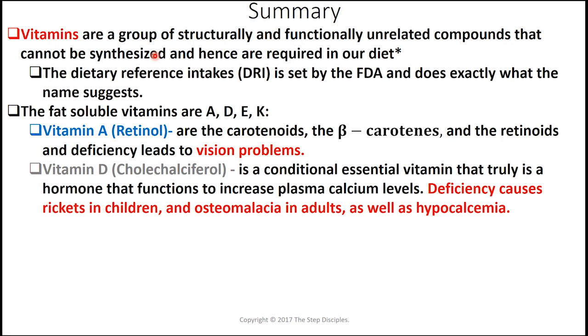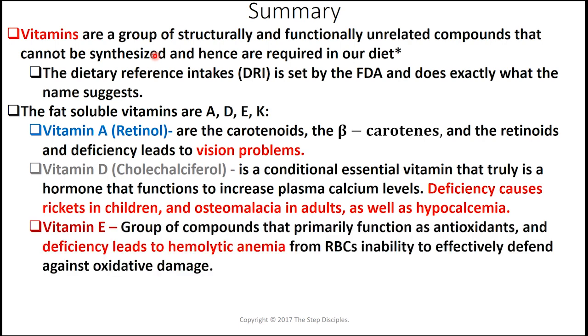Vitamin D is cholecalciferol, a conditional essential vitamin that truly is a hormone that functions to increase plasma calcium levels. Deficiency is called rickets in children and osteomalacia in adults, as well as hypocalcemia. Remember, the active form of vitamin D is going to be that vitamin D3 derivative, which is 1,25-dihydroxycholecalciferol, or calcitriol. That's the other name for it.